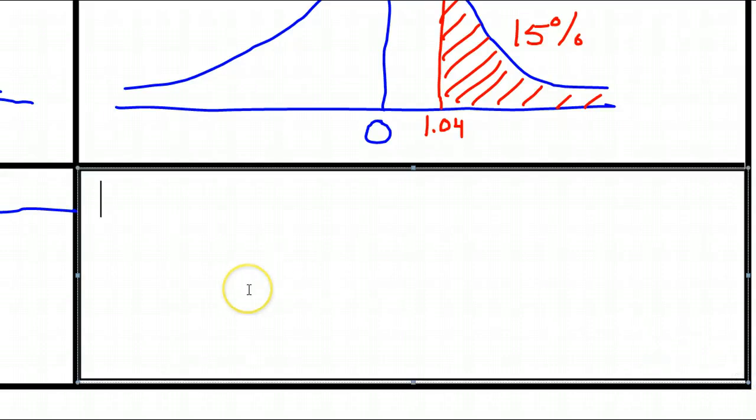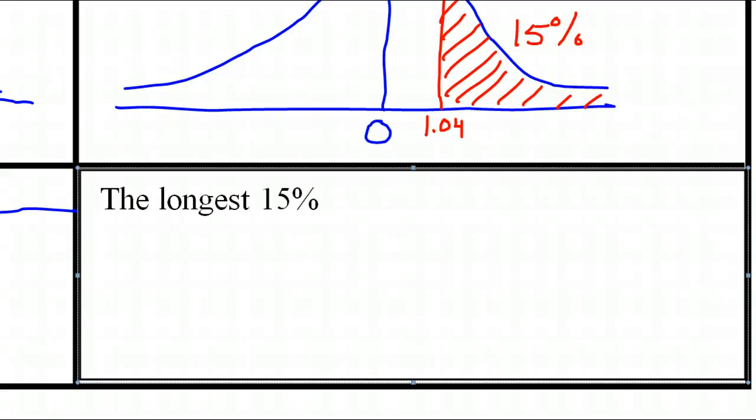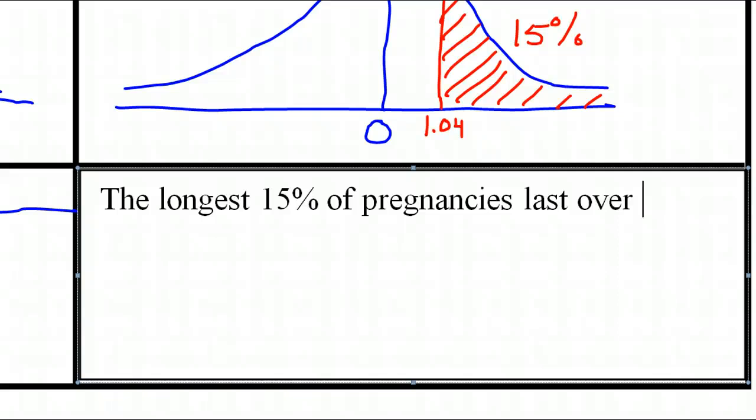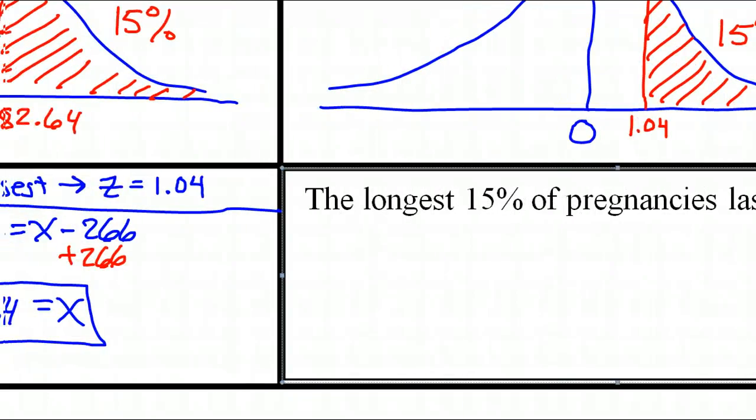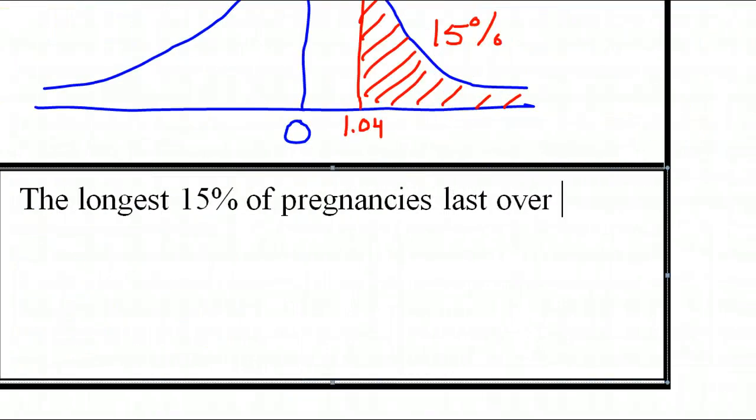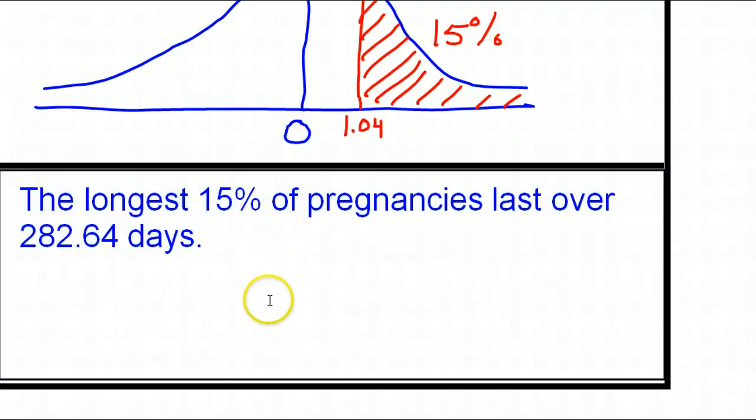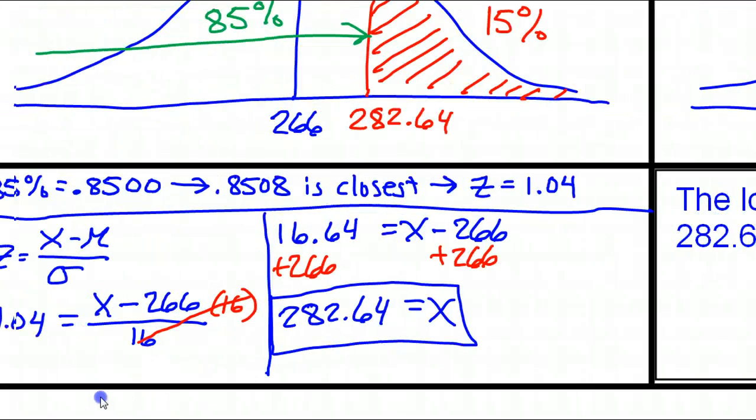So listen how I incorporate the question. Okay, the longest 15% of pregnancies last over 282.64 days. And there you go. All right, so that was number 3, I believe.